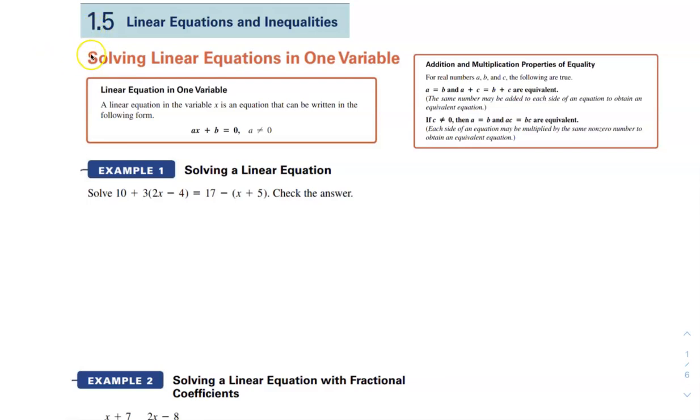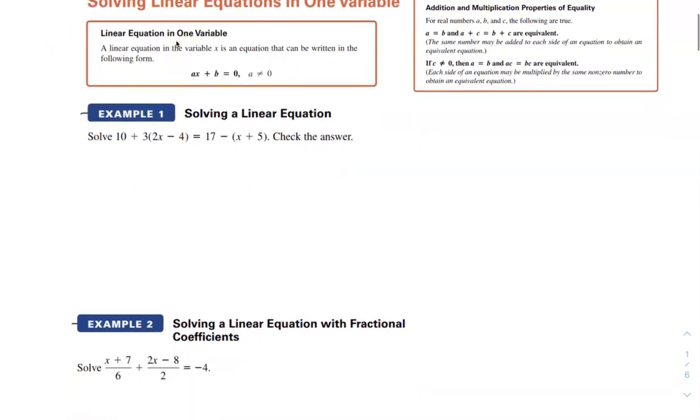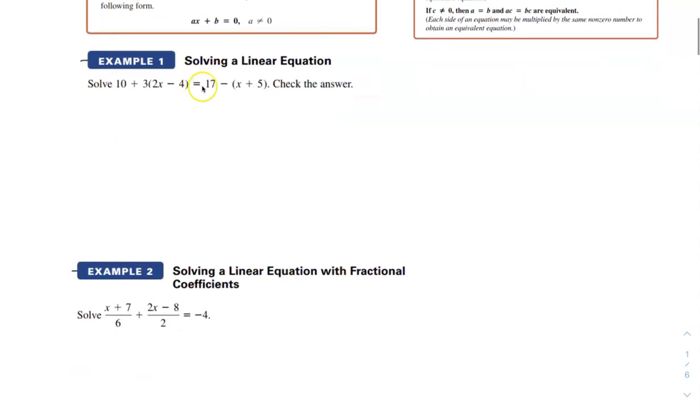1.5 linear equations and inequalities. So we're going to be solving linear equations with one variable. Now we saw this. Like you normally would, simplify and try to get the x's on one side and numbers on the other side. So let's start. Simplify this real quick. I get 10 plus 6x minus 12 equal to, should be this, negative 17 minus x minus 5. Now again, generally with the linear equation, you want to put all the x's on one side and all the constants on the other side.